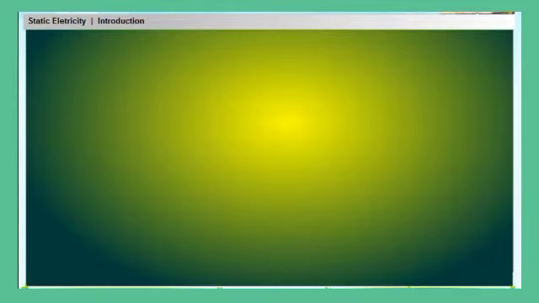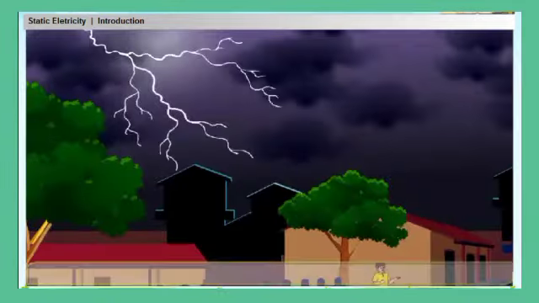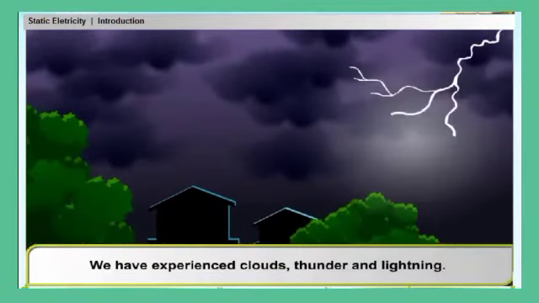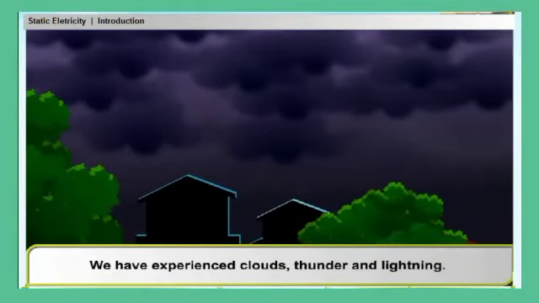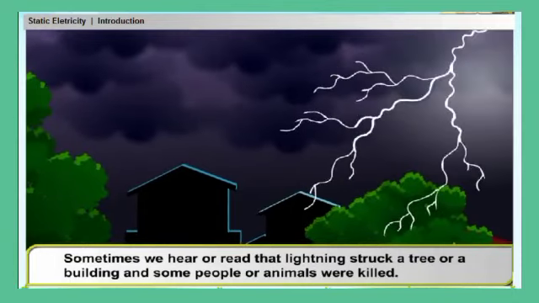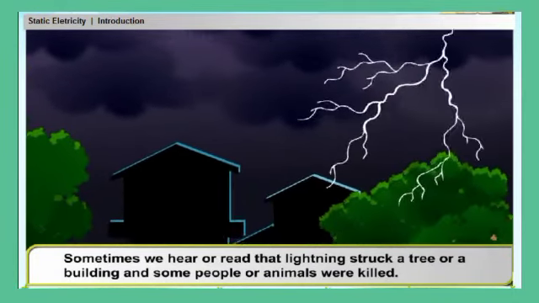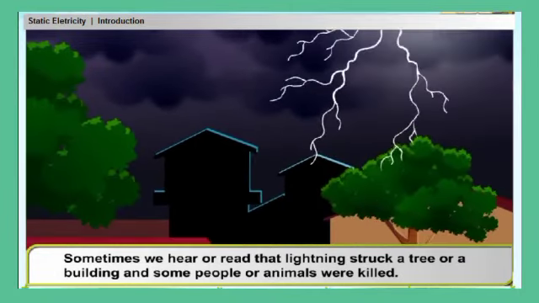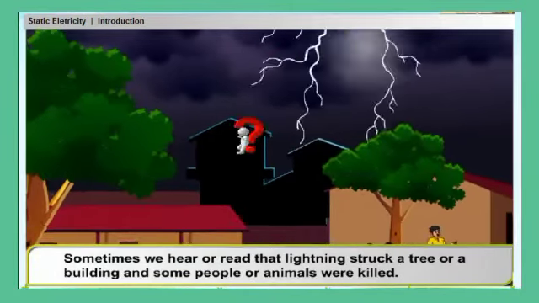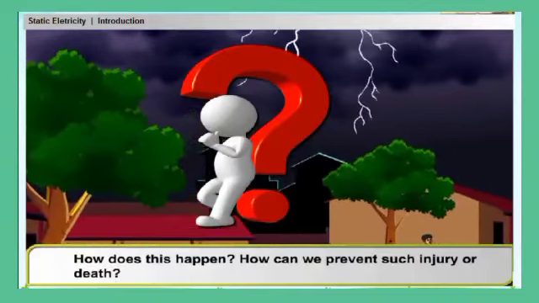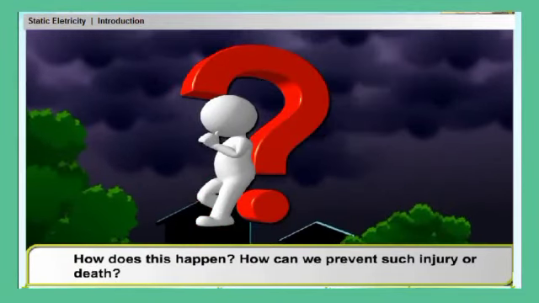Atmospheric electric charge. We have experienced clouds, thunder, and lightning. Sometimes we hear or read that lightning struck a tree or a building, and some people or animals were killed. How does this happen? How can we prevent such injury or death?